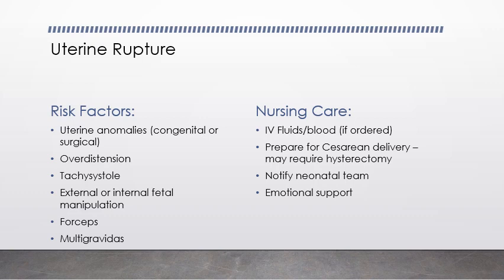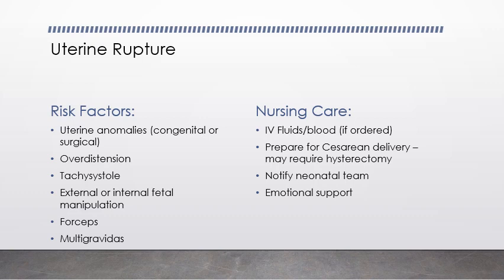Also, you want to look at prior surgeries on the uterus or any uterine abnormalities. That puts a mom at higher risk for uterine rupture. So nursing care, what you'll probably see on the fetal monitor is abnormal fetal tracing. You may see changes in vital signs of the mom. Moms may complain of pain or tearing.